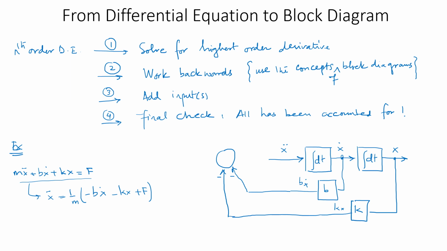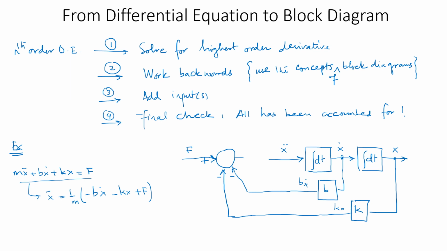So on the summing junction, you have the two signals available, minus bx dot and minus kx. The other thing that is needed is the input f over there. So that can be added from this side, but with a positive sign. So now you can see that minus bx dot minus kx plus f is available.